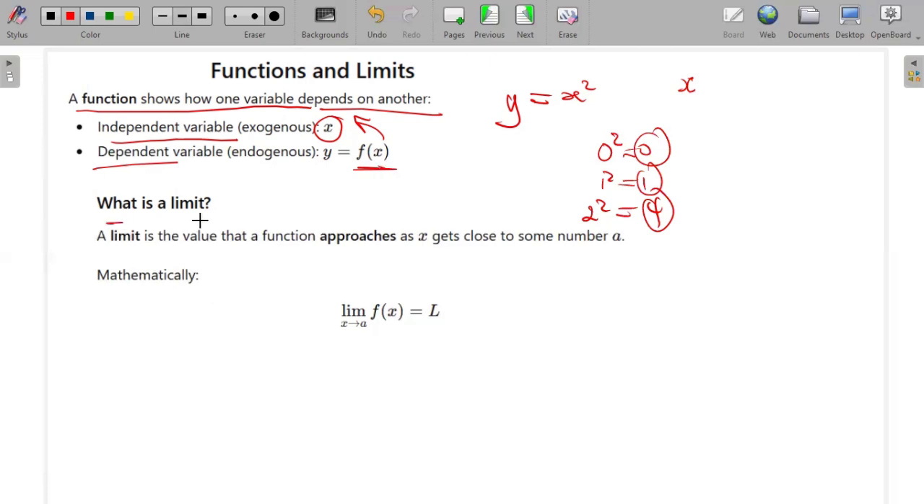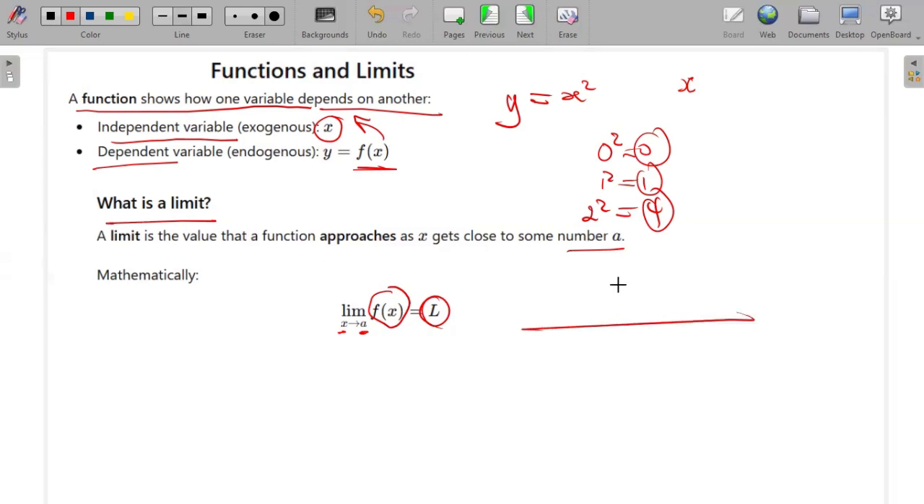Now, what is a limit? A limit is the value that a function approaches. It was important to get this notation of the function when it comes to limits. We're saying a limit is a value that a function approaches as x gets closer to some number, let's say a. Mathematically, we write it like this: the limit of the function f of x as x approaches a is equal to L, with L being the limit there.